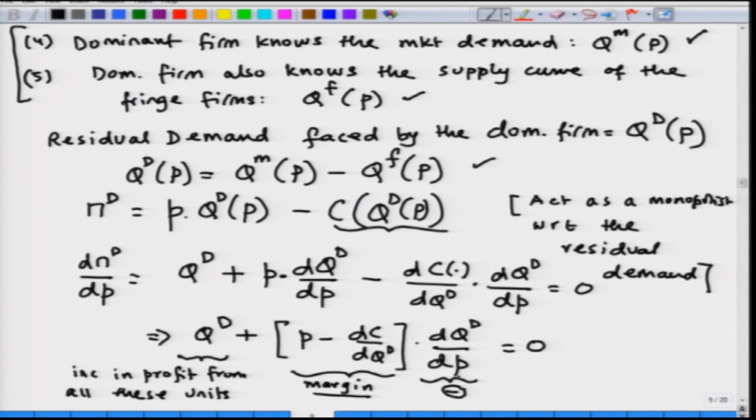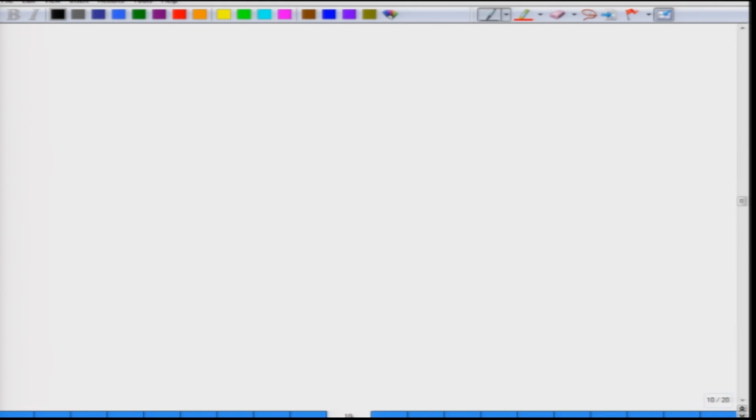So, there is a trade off for the firm. I get some increase in revenue. Let us actually call this increase in revenue instead of profit, that will be a better term, increase in revenue from all these units, and there would be a corresponding decrease on the other side. Okay. So, let us simplify this. Essentially I have QD plus, let us just rewrite it again, P minus dC dQD times dQD dP, which is equal to 0.